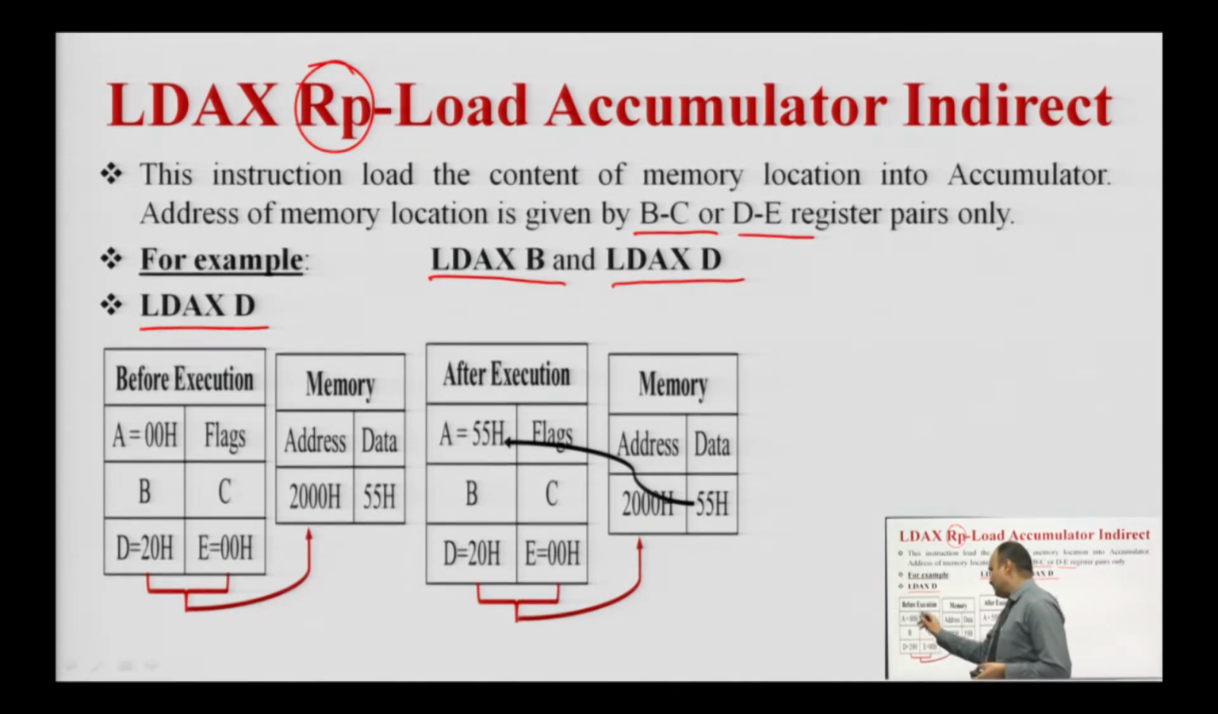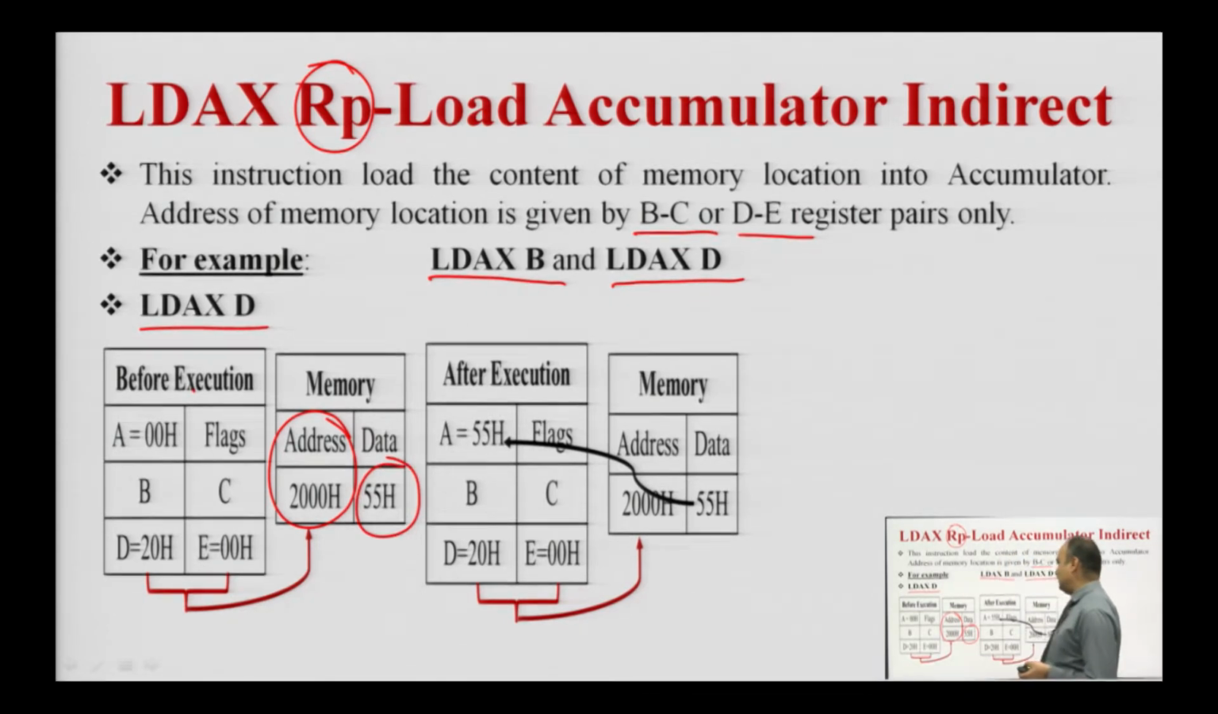So, see here, before the execution of this instruction, the content of D register and E register is 20 and 00, meaning this DE register pair will hold the address of the memory location where the data is 55H. 55H is the data.